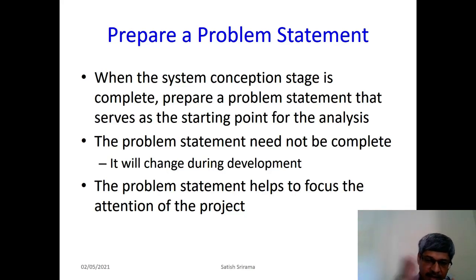The point of the analysis itself is that you will be developing the model, cleaning requirements, and then developing more requirements, and then you will try to fix the requirements at a certain stage. So it will change. The problem statement need not be complete, but it should be there. The problem statement helps to focus the attention of the project, so that you are not diverted.